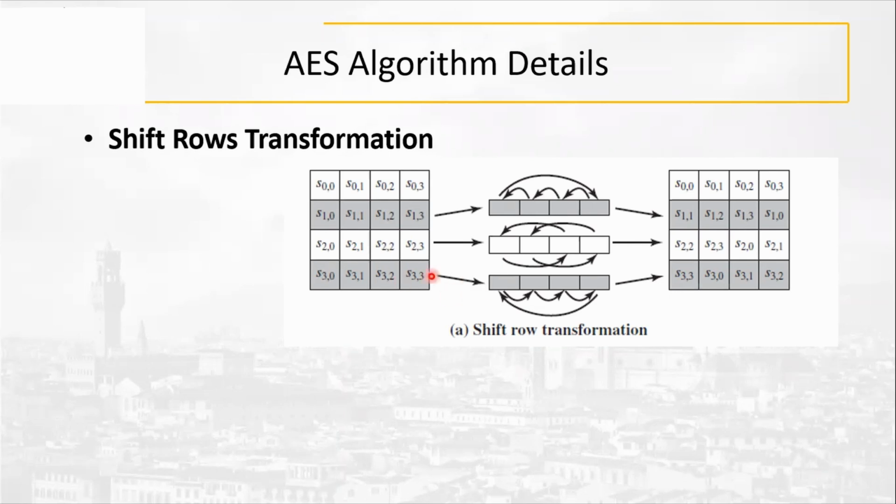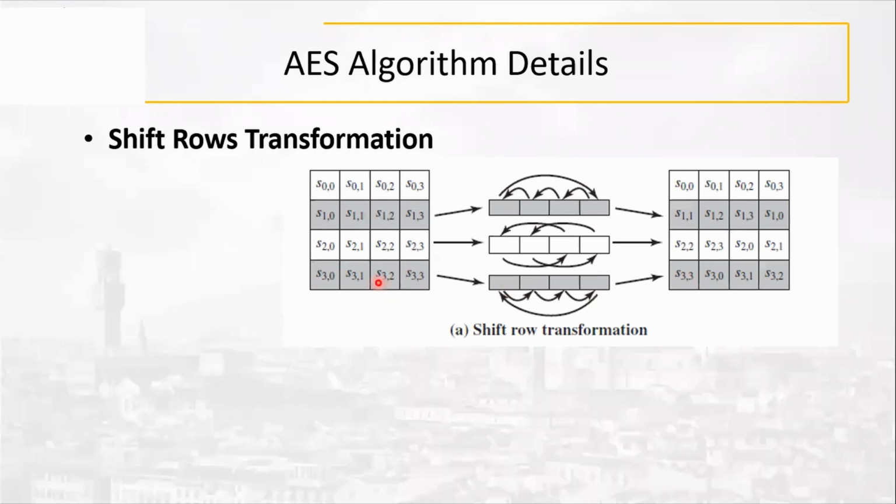If you shift 3 bytes left, let us say you want to shift S33 by 3 bytes left, it will come here, here, and here. So S33 is coming here.